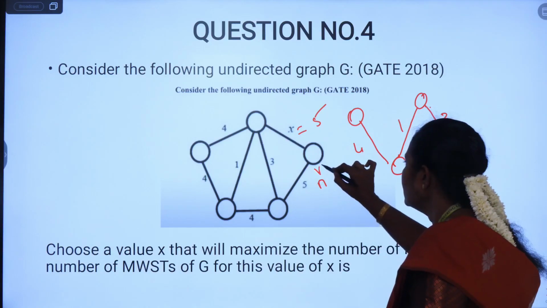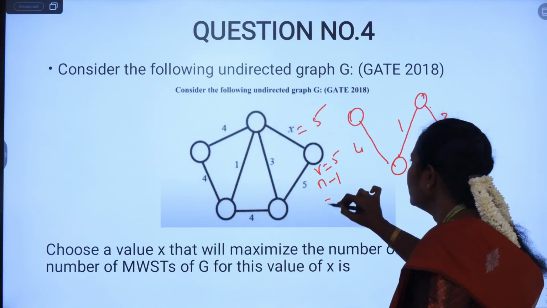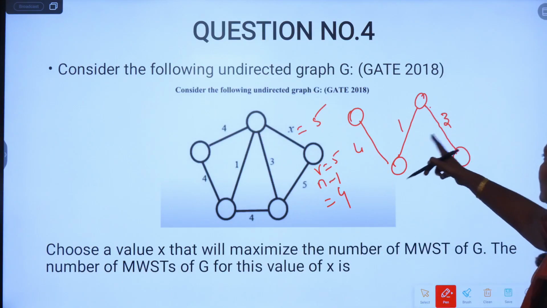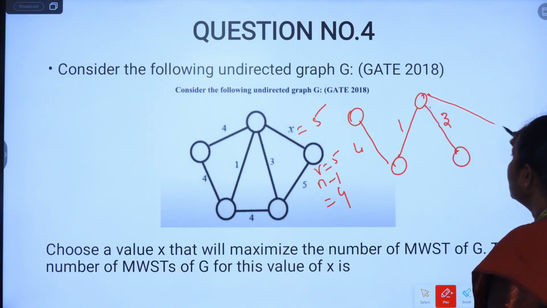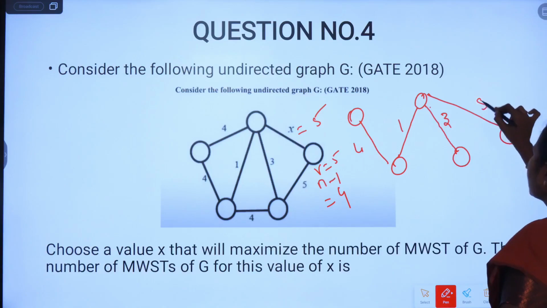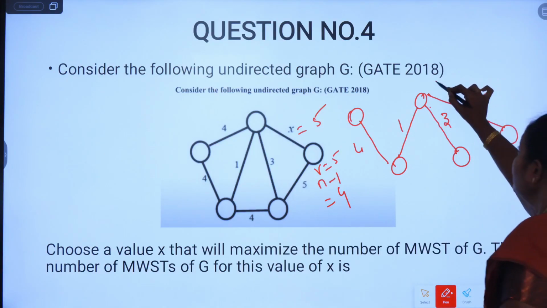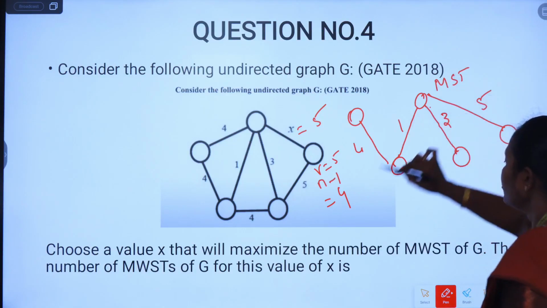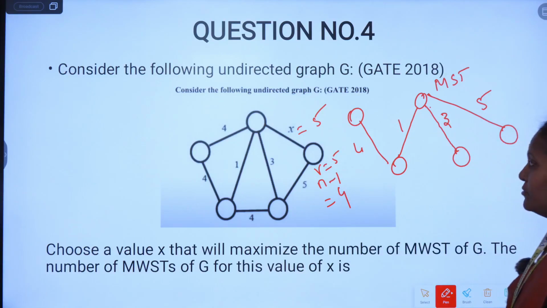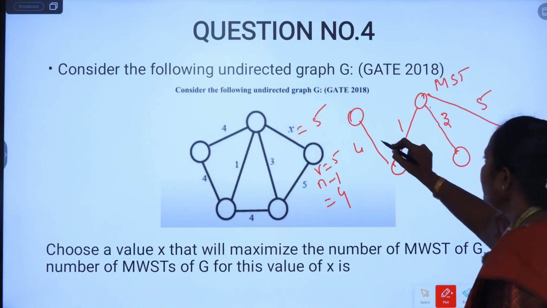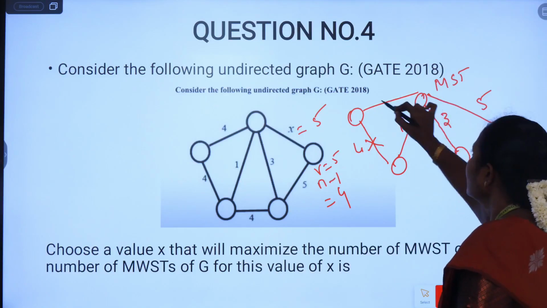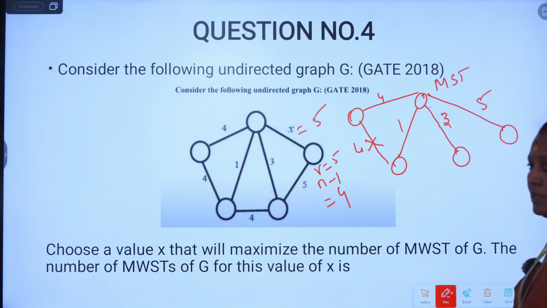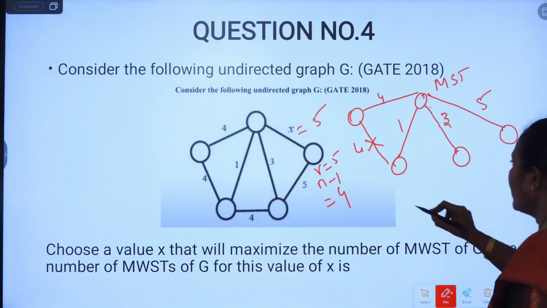The number of vertices is 5 here. What is n minus 1? Here it is 4. How many edges do we have now? We have 3, and you are going to consider this 5. This is one minimum spanning tree if you are taking X equal to 5. What is the other possibility? Another possibility is if you are not considering this 4 but considering this one, you will have 2 minimum spanning trees.